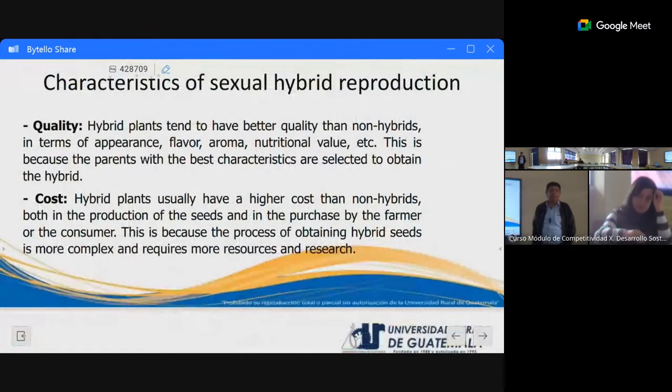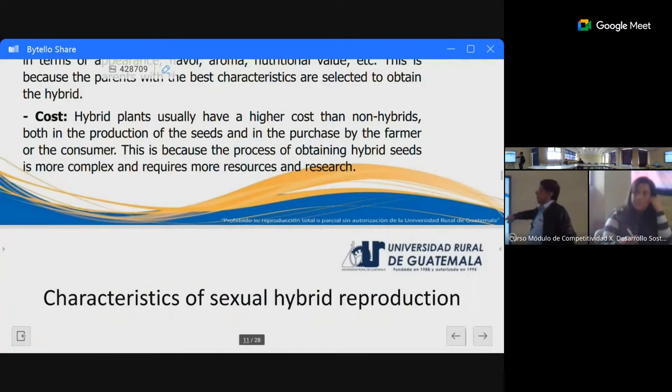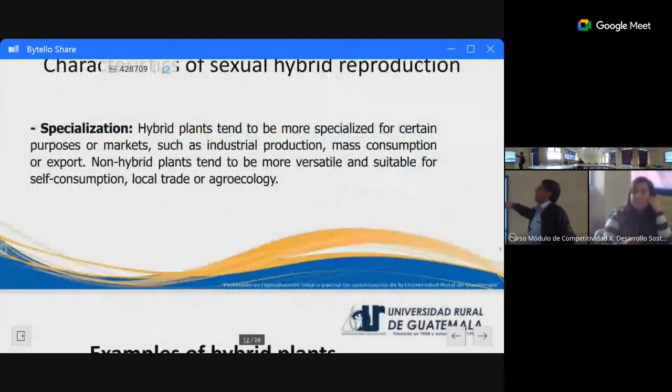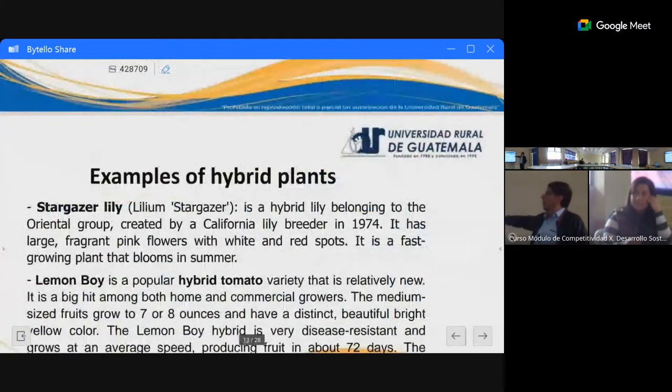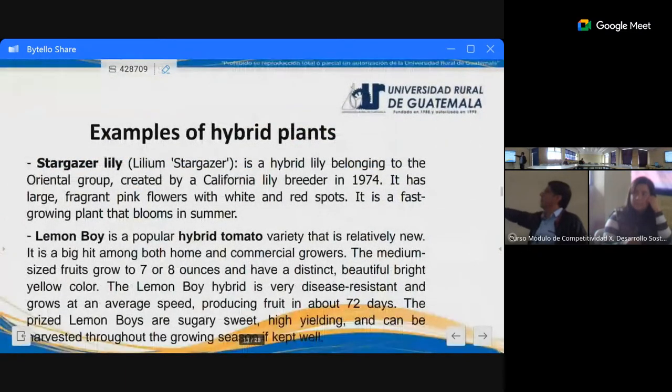Hybrid plants also have differences in quality, cost, and also specialization. But we don't need to study these concepts in depth, because only a general knowledge of these characteristics is good for you. It's more important to know about some examples of hybrid plants.